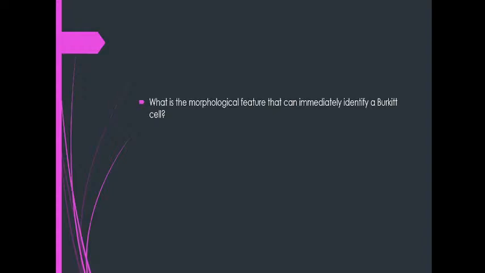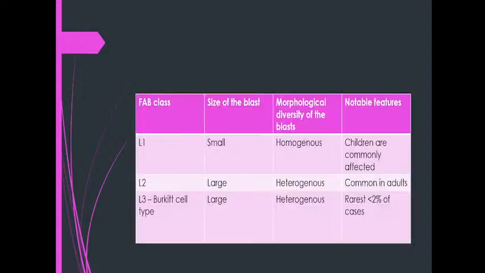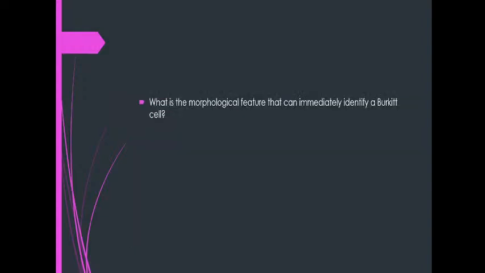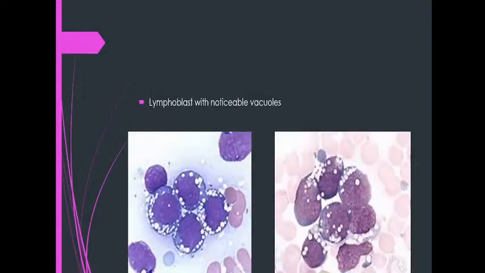Now, morphological features. We're going to look at the morphological features of a Burkitt cell. If your patient has Burkitt or L3 lymphoma or leukemia, L3 FAB ALL, that patient is going to have lymphoblasts with noticeable vacuolation. This is what you call vacuolated blasts. Look at the cells carefully. How do I know it's a blast? Look at the cytoplasm. Look at the size.